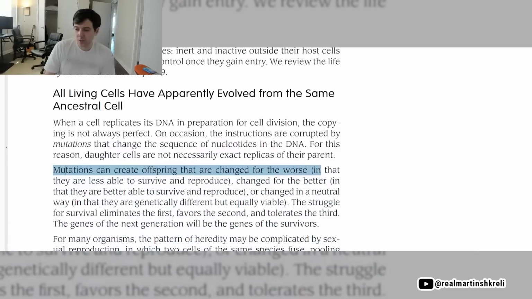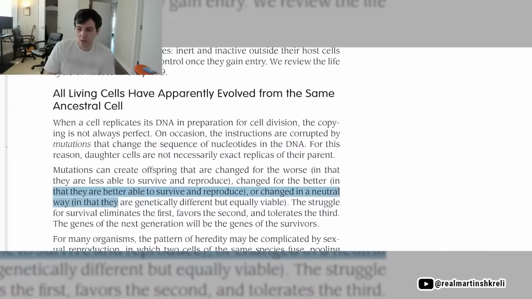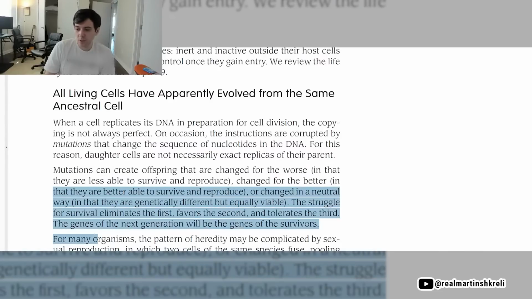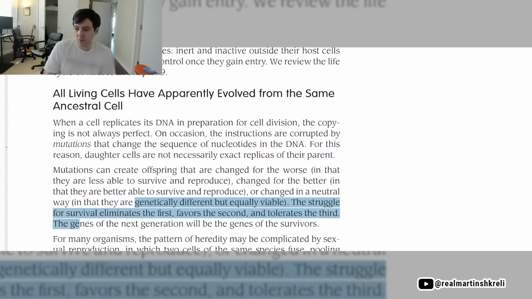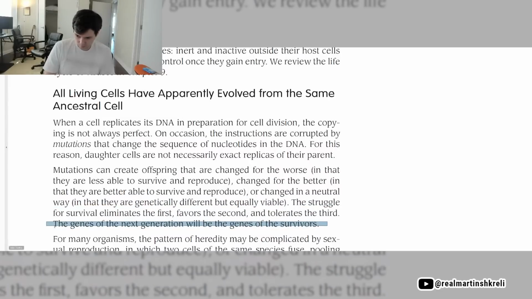Mutations can create offspring that are changed for the worse, in that they are less able to survive or reproduce, or changed for the better, in that they will be better able to survive or reproduce, or changed in a neutral way, in that they are genetically different but equally viable. The struggle for survival eliminates the first, favors the second, and tolerates the third. The genes of the next generation will be the genes of the survivors. That's probably the next most important thing to understand in biology. Central dogma: cell replication does not result in a perfect copy, and the genes that survive are the genes of the survivors.